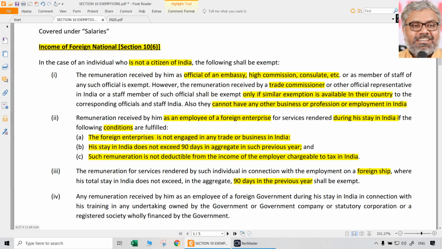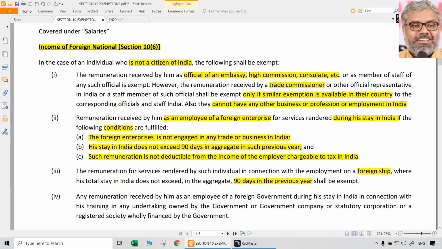Crew of a foreign ship, we can say. Condition: total stay cannot exceed 90 days. The same condition existed for the second category also. The same condition exists for the third category also. But the second category has further conditions. The organization should not be involved in any trade or business, and the employer cannot claim a deduction of the expenditure in the form of remuneration paid by him to this foreign national employee. So these are the different categories under which foreign nationals' incomes are exempt under section 10(6).